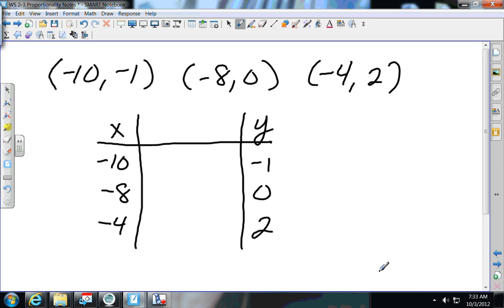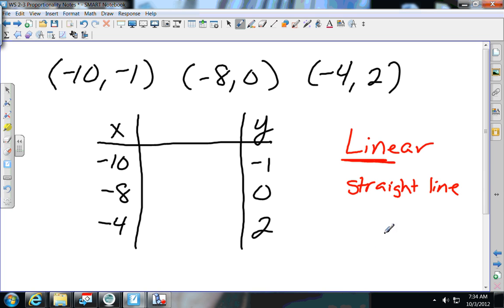Now, what does it mean to be linear? When I say, is the data linear, what is it saying? You've got to remember this right here, that it makes a straight line. So if you looked at a graph, you would look at it and make sure that it makes a straight line.